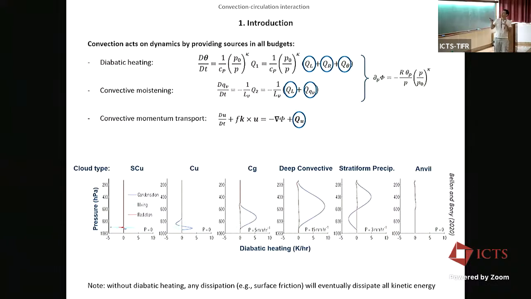So if we know these terms, actually, we have a system that's completely closed, right? So if we can figure that out, we have something that's completely integrable numerically. And also, if we don't have those terms, and if we just keep the friction at the surface, we would not have any motion, right? So convection, by its contribution to the diabatic terms, is actually very important in maintaining atmospheric circulation.